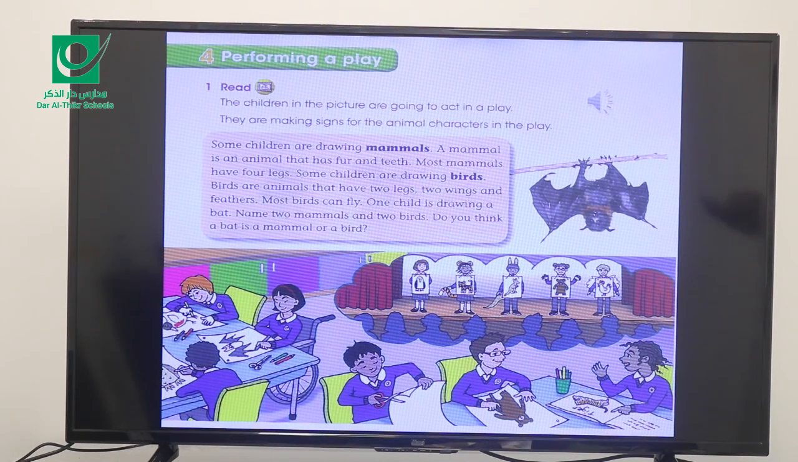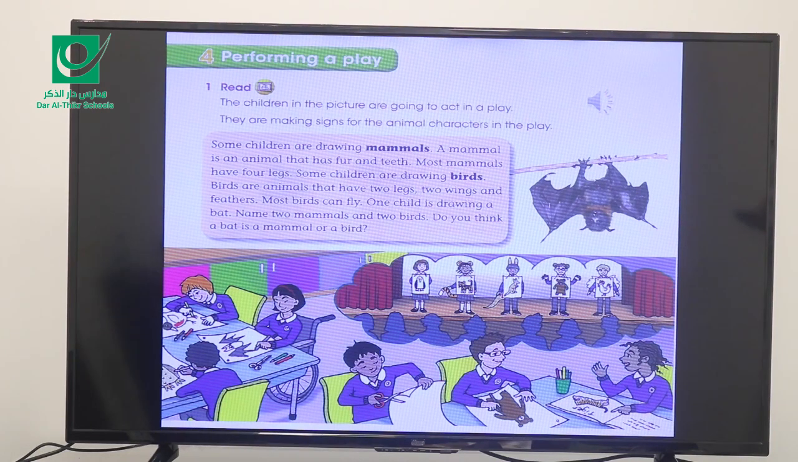Thank you very much for listening. Again, students, I ask you to read the text on your own. See? Some children are drawing mammals. As you can see in the reading text, a mammal is an animal that has four legs and teeth. Most mammals have four legs. Some children are drawing birds. Birds are animals that have two legs, two wings and feathers. Most birds can fly, but one child is drawing a bat.